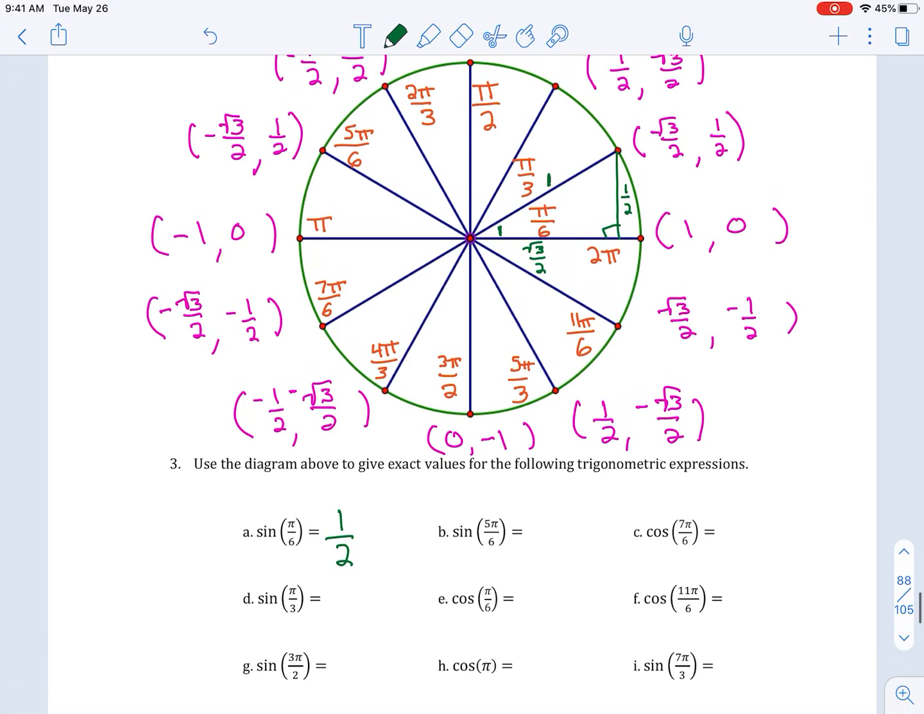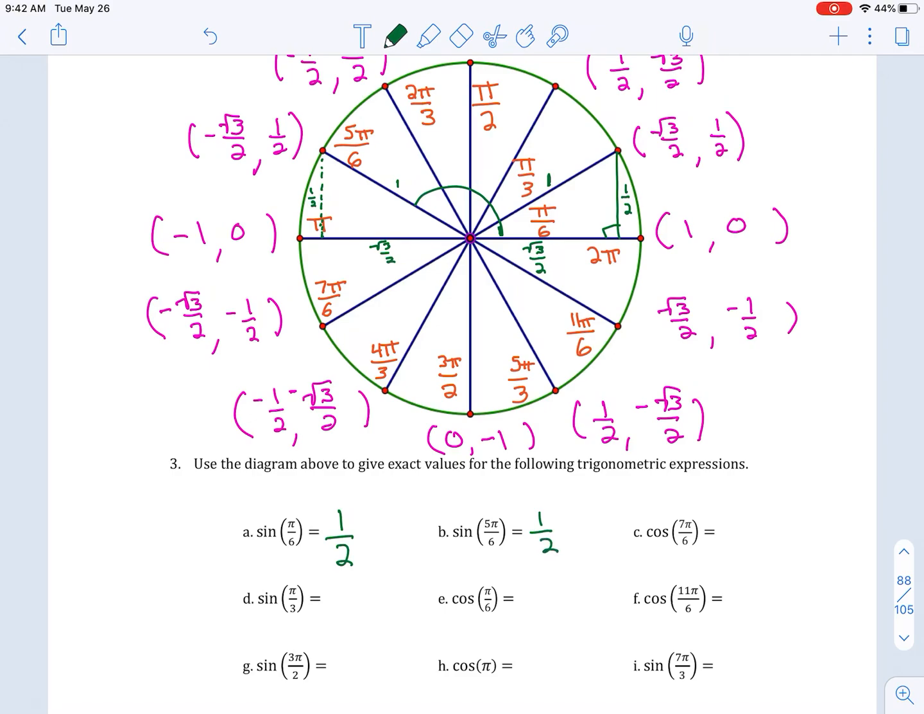Let's try 5 pi over 6. So that, remember, goes to here, right? So I'm talking about this through here, and maybe just pause the video and see if you can get that one on your own. Well, now we're talking about this triangle where this is 1/2 and this is 1, and remember this is the square root of 3 over 2. So the sine of 5 pi over 6 is the opposite, 1/2 over 1. So that again is 1/2.